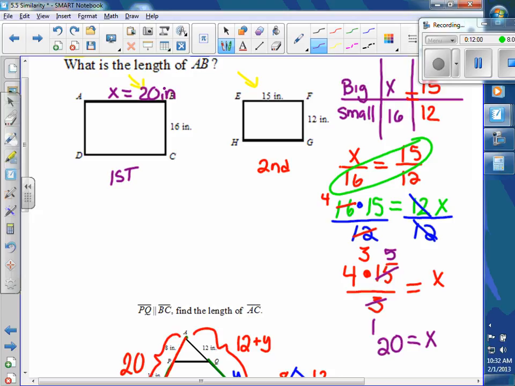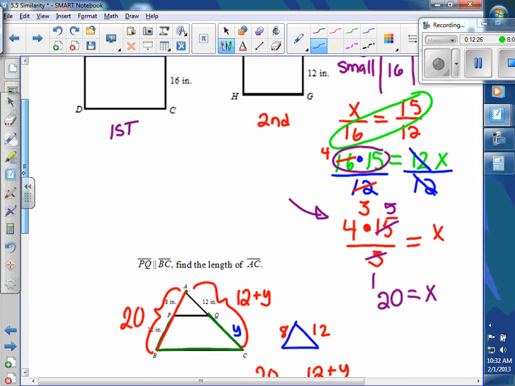Now, hopefully, on a problem like this, some of you would multiply the 16 and the 15 out and then do long division with the 12. And that's okay, but I'm hoping that you're going to practice doing this reducing along the way here. You'll build your math skills.